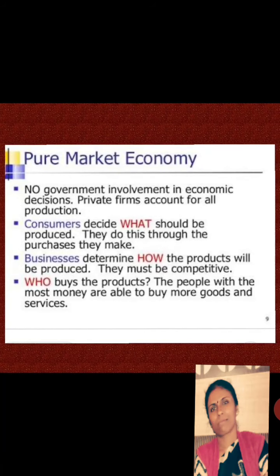And third one, for whom to produce. So the producers will produce goods for the rich people who can afford high price. Most of the poorer sections of the people are neglected in this type of economy. It means consumers decide what should be produced. They do this with the help of their purchases, their consumption pattern decides, and business decides how to produce according to the competition. And third one, who buys the products means the people with most money are able to buy more goods and people with less money buy less goods.